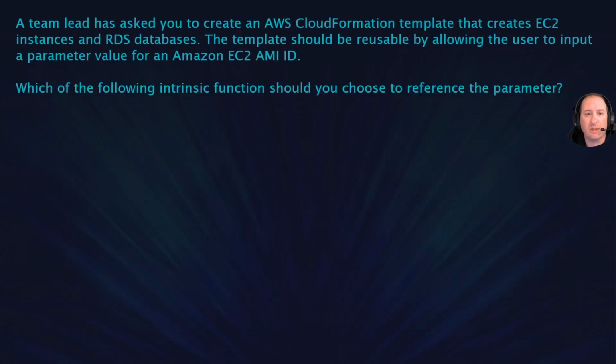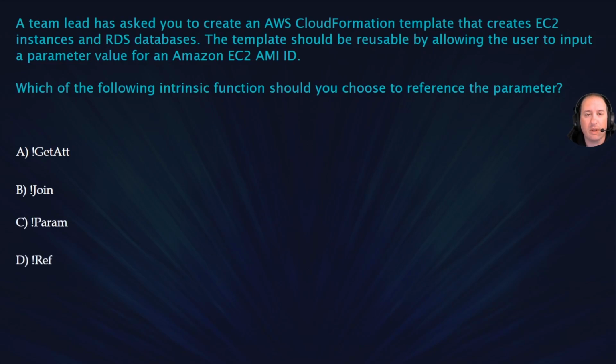Let's take a look at the question for this week. A team lead has asked you to create an AWS CloudFormation template that creates EC2 instances and RDS databases. The template should be reusable by allowing the user to input a parameter value for an Amazon EC2 AMI ID. Which of the following intrinsic functions should you choose to reference the parameter? There's get at, join, param, or ref.